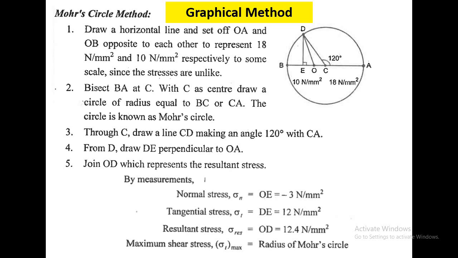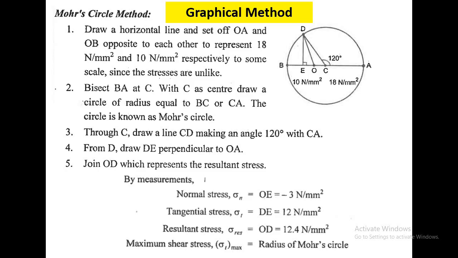Here we are going to use a compass. First you draw a horizontal line and you mark the distance OA for a particular scale for 18 Newton per millimeter squared, and the second stress is compressive, that is minus value. So you draw the value of 10 Newton per millimeter squared in the opposite direction, that is OB. So OA is in the positive direction, OB is in the opposite negative direction. Now bisect the total length AB at a point C. So C is the center and AC or BC is the radius.